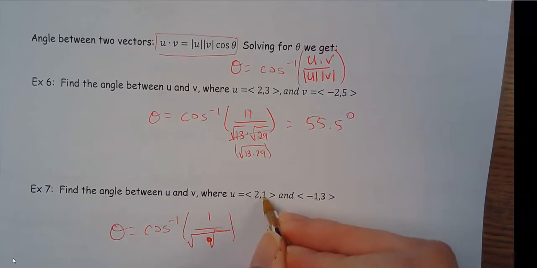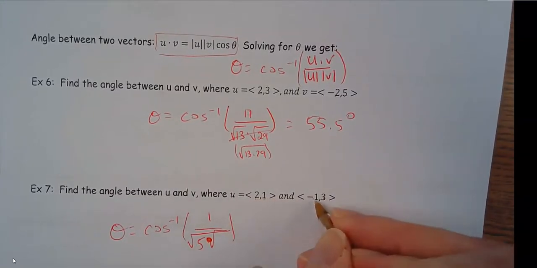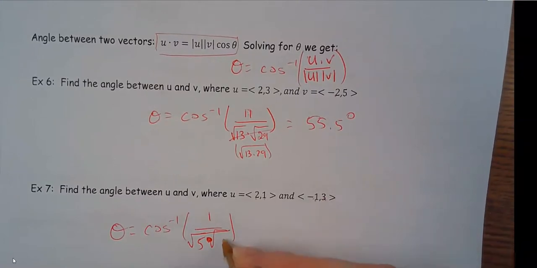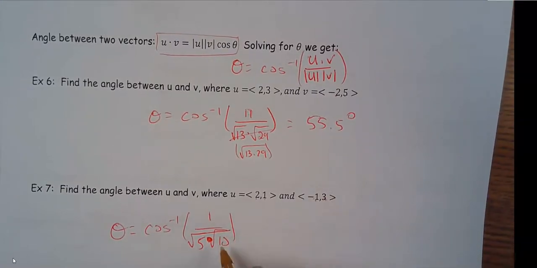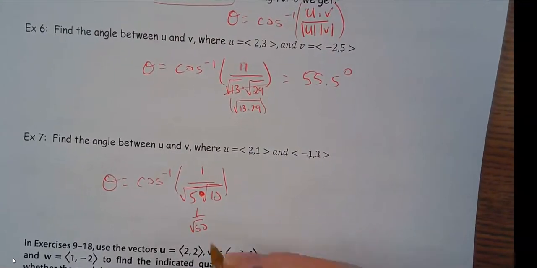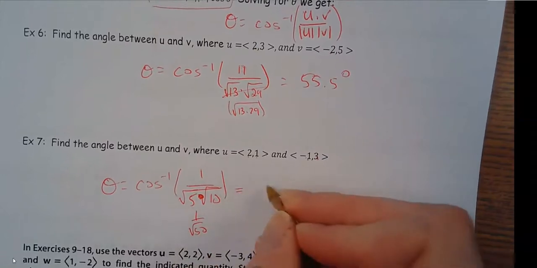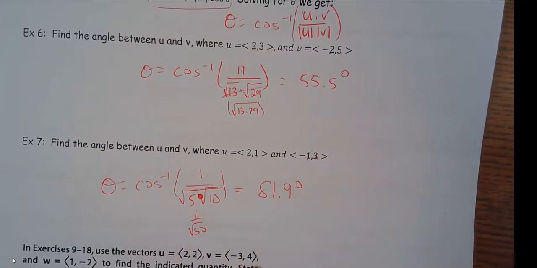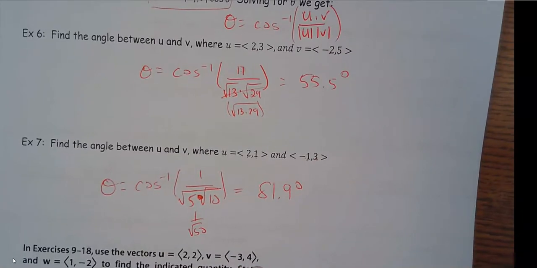This would be 2 squared plus 1 squared, which is 5. 1 squared plus 3 squared, that'd be 1 plus 9 is 10. So you could do the inverse cosine of 1 over radical 50 if you want to type less things in the calculator, because that's what this equals. And you get 81.9 degrees for that. So pretty easy formula to use, as long as you remember it and know how to use it.